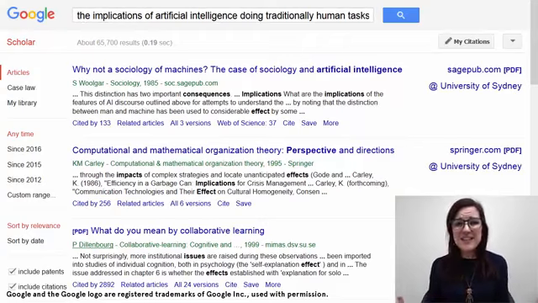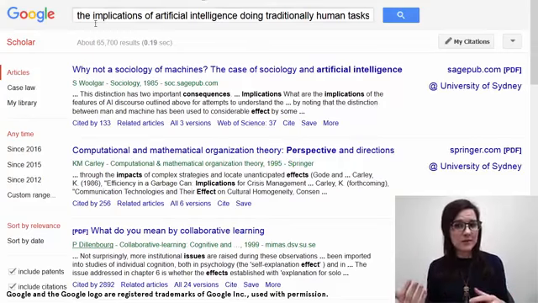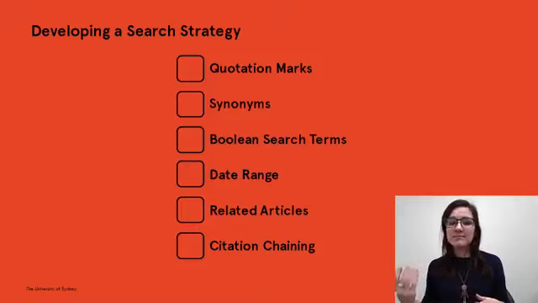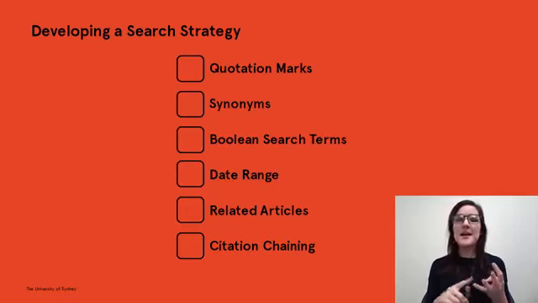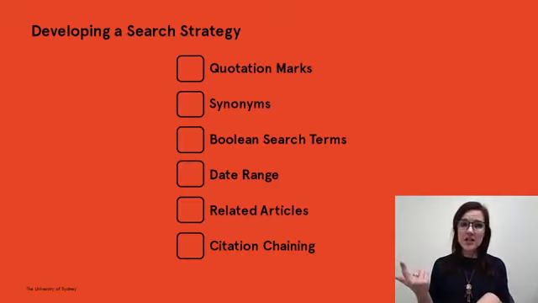So how can this be easier? There are a few different things that we can try to get better results. The main ones are using quotation marks, synonyms, Boolean search terms, limiting date ranges, using related articles, and citation chaining.